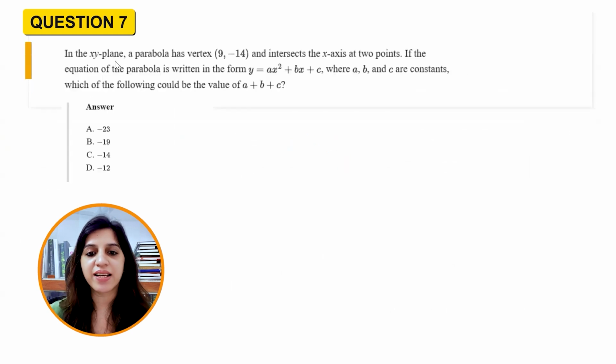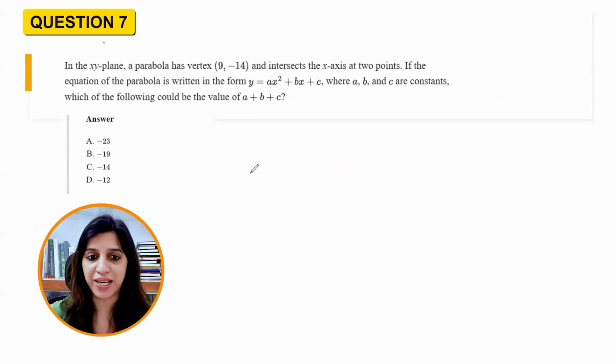Now again, they're saying there's a parabola which has a vertex, and it intersects the x-axis at 2 points. Again, very important: visualize, try to draw it. So what I'm going to do is put all this information that they've given on an xy plane, since it's all happening on the xy plane.